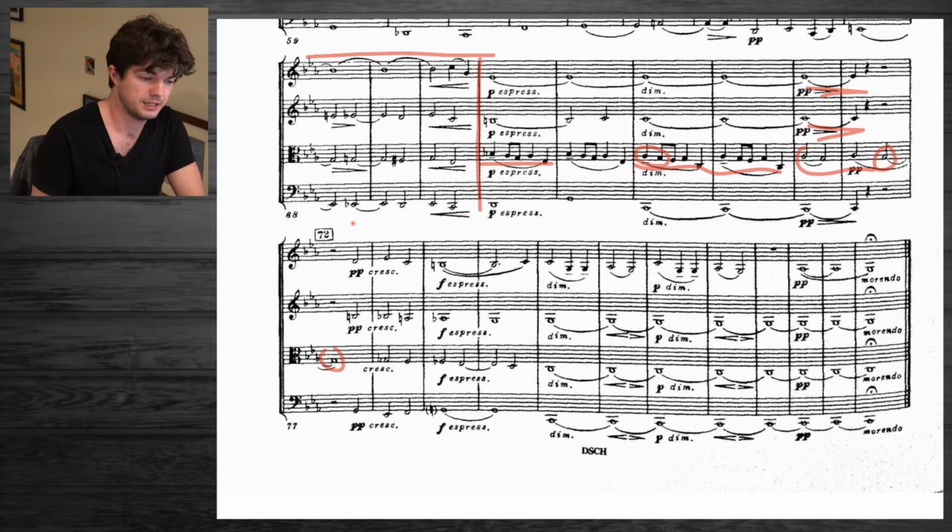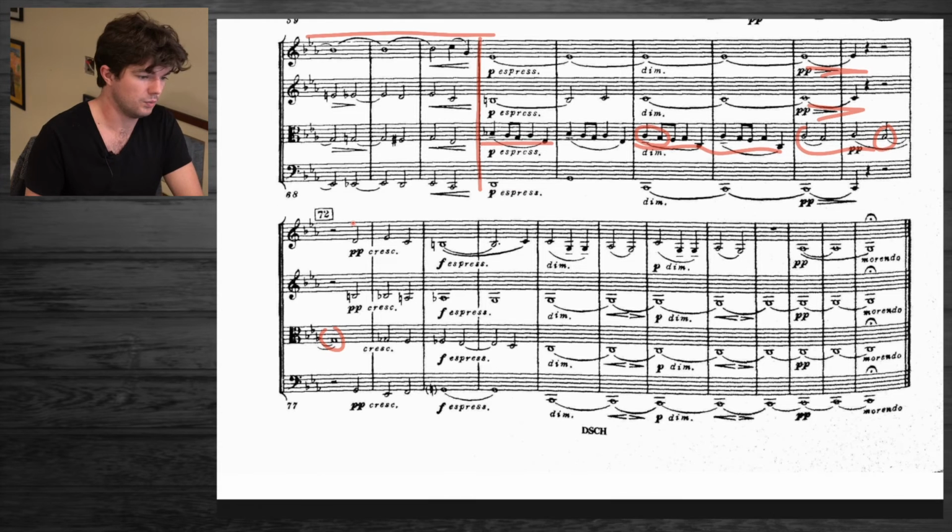Now the final DSCH unfolds in almost the exact same way as the final DSCH of the first movement, but there are a few differences. One of those is that the first and second violin lines are swapped here. In the first movement, the DSCH was coming out of counterpoint that justified the second violin line being above the first. But obviously that's not the case here, so he went ahead and swapped them.